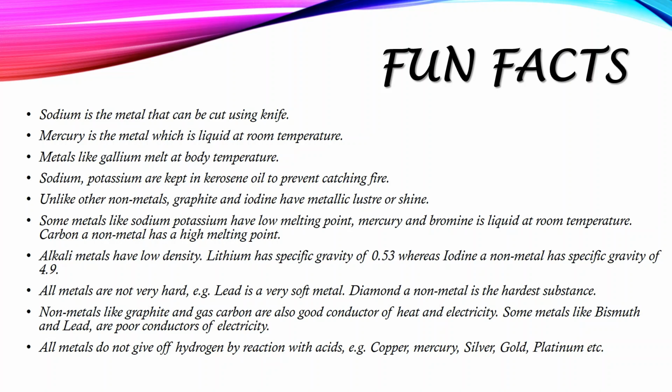Non-metals like graphite and gas carbon are also good conductors of heat and electricity, which is not the same for all non-metals. Some metals like bismuth and lead are poor conductors of electricity. All metals do not give hydrogen by reaction with acids. For example, copper, mercury, silver, gold, platinum, etc.